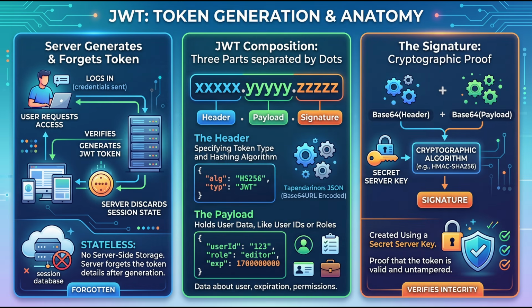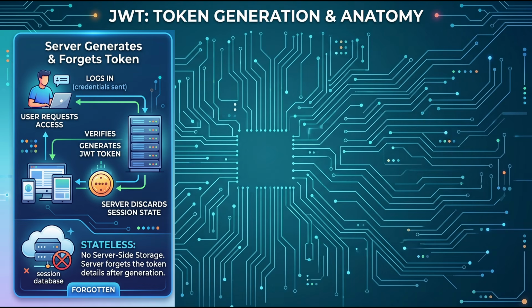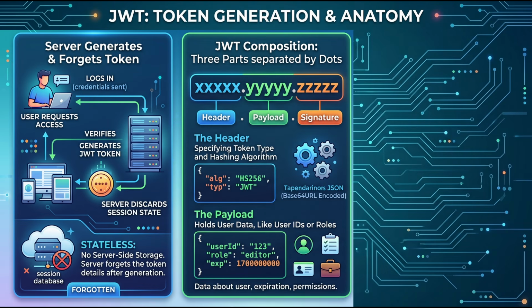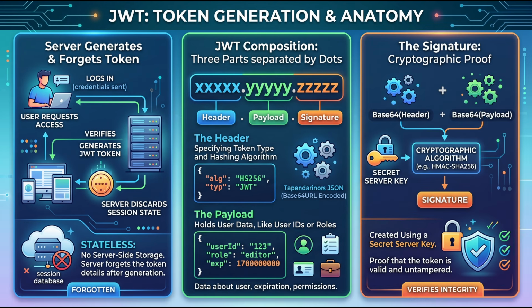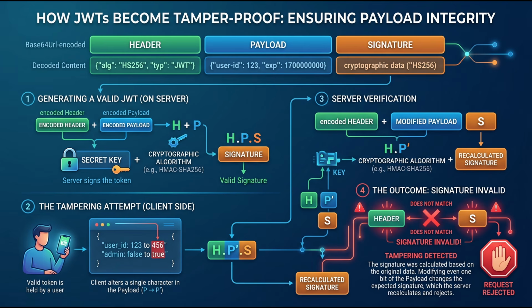Every JWT consists of three parts separated by dots. The header specifies the token type and hashing algorithm. The payload holds user data like user ID or roles. The signature, a cryptographic proof created using a secret server key. Because of this signature, the token is completely tamper-proof. If a client alters even one character of the payload, the signature becomes invalid.